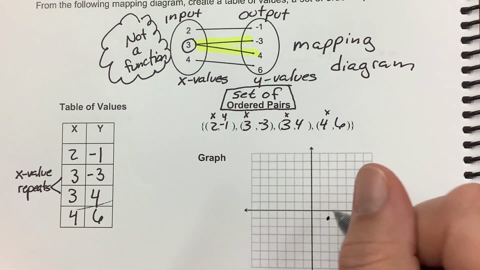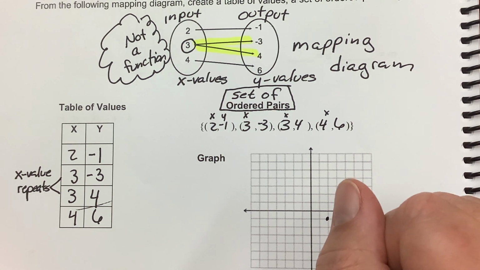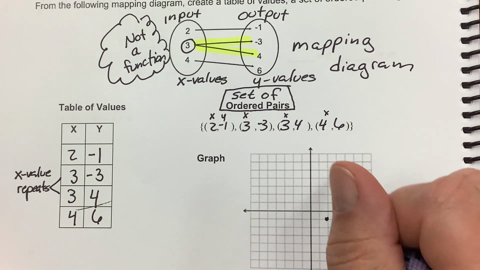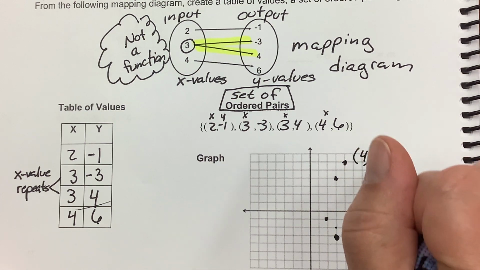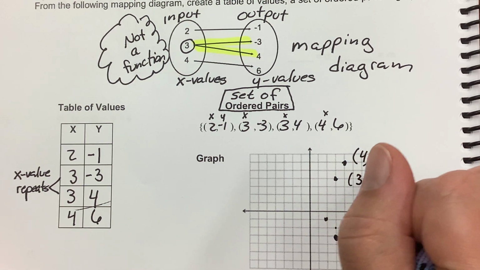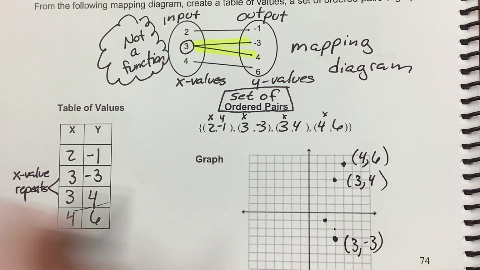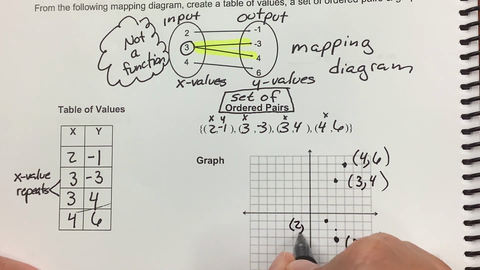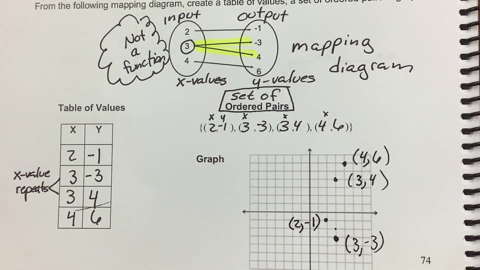2, -1, 3, -3, down here, come on, be better than that. 3, +4, and 4, +6. So up here is 4, 6, and here is 3, 4, and down here is 3, -3, and over there is 2, -1. Now see how I'm not connecting those points? Nothing here told me to connect the points, so I'm just graphing the points that are given.